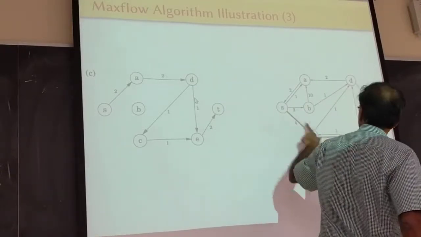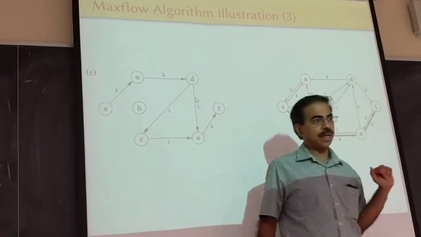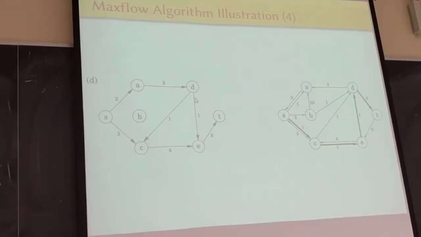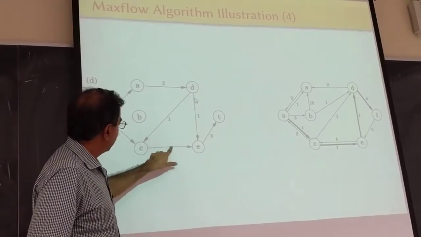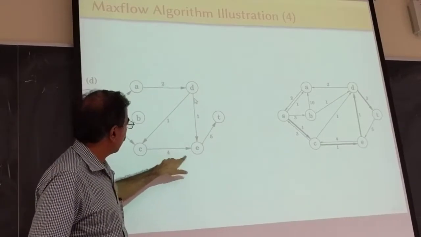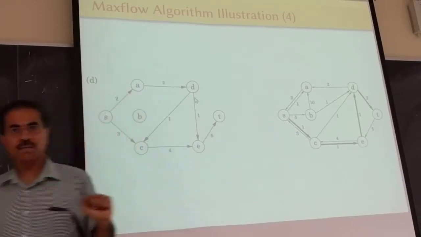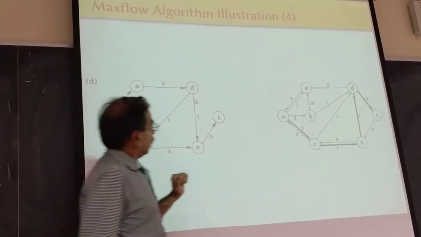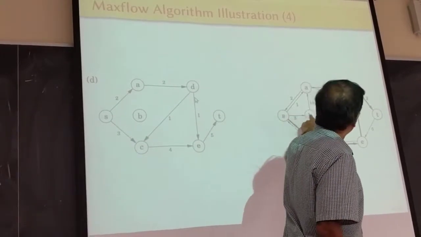So 4-4-3. That allows you to send 3 units. So now you have this graph. Now you're sending 3. Originally this was 1, now it has become 4. This was 2, this became 5. And you look for a path. There is still a path, right?